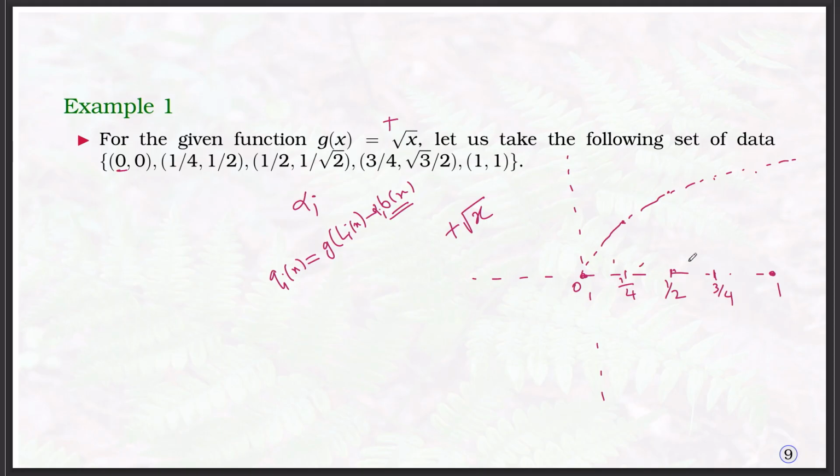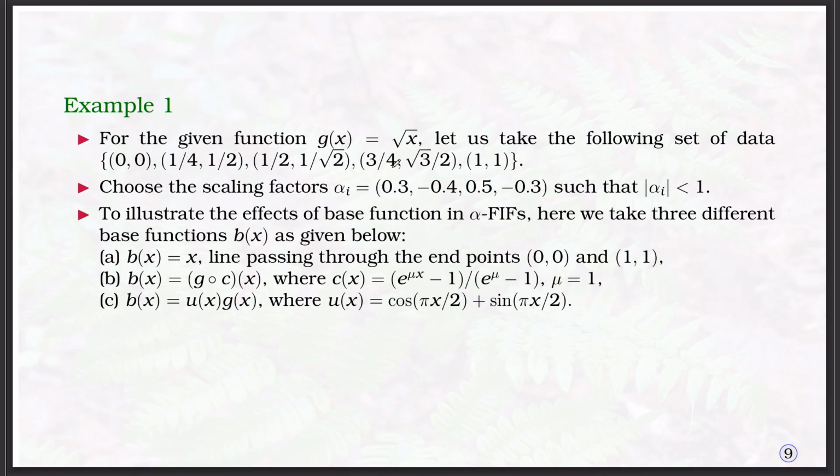In each subinterval we are choosing different scaling first. Then for the base function we are choosing 3 different choices. First one is b of x equal to x. That means we are taking (0, 0) and (1, 1) as the initial points. If you substitute x as 0, you will get 0, and if you replace x as 1, you will get 1.